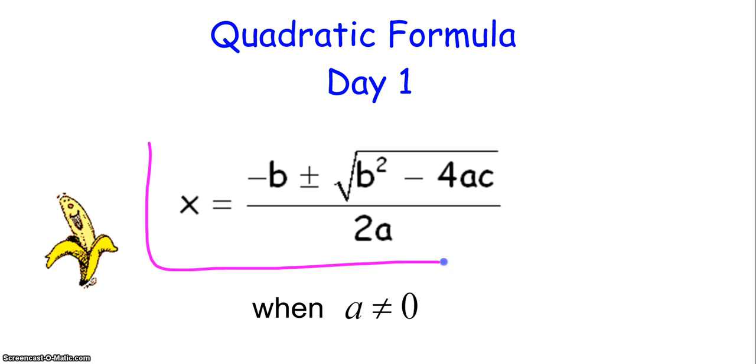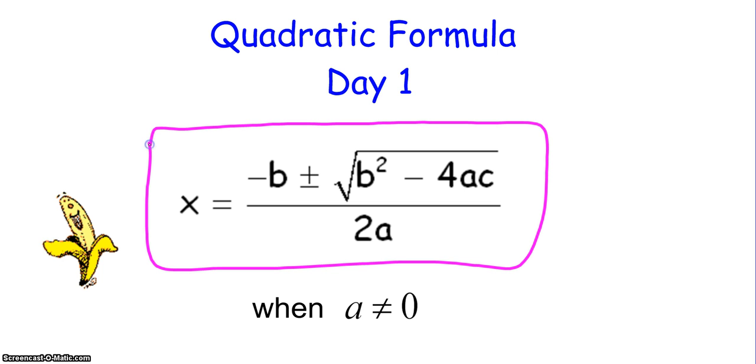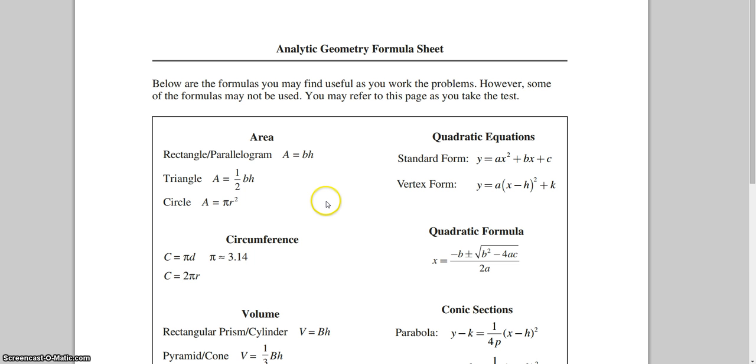Now what I mean when I say the quadratic formula is this big equation here. The answers, my x-intercepts, are equal to negative b plus or minus the square root of b squared minus 4ac, divided by 2a. Now, if that looks a little overwhelming, I really understand that because it's a long formula. However, if you take a look here, this is the formula sheet that you will get at the end of the year on the big milestone test.